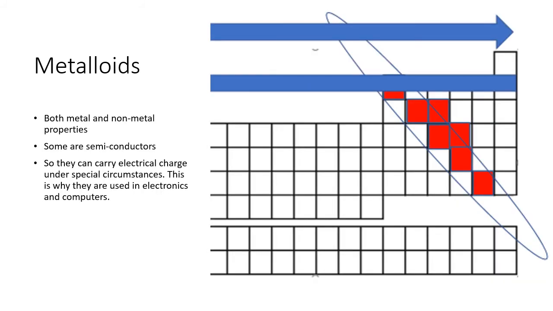Okay, so some of these metalloids are semiconductors, and all that means is that sometimes they carry electrical charge and sometimes they don't. They carry electrical charge under special circumstances, which is why they're used in computers.